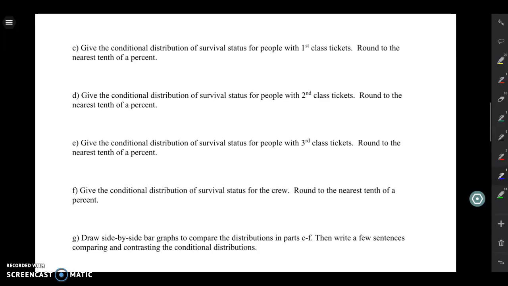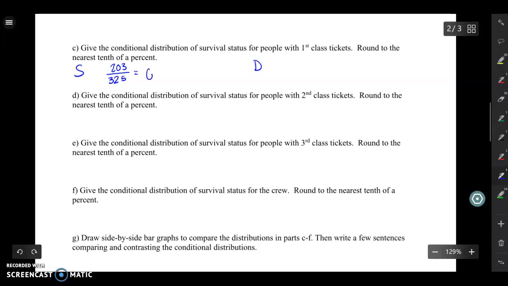So we're going to give the conditional distribution for survival status of people with first class tickets. Here we're just looking at people with first class tickets. So that's just the 325 people that had a first class ticket. And we want to know what percent survived and then what percent died. If you look at the total number of first class that survived, that's going to be 203 people that were in first class and that survived out of the total 325 people that were in first class.